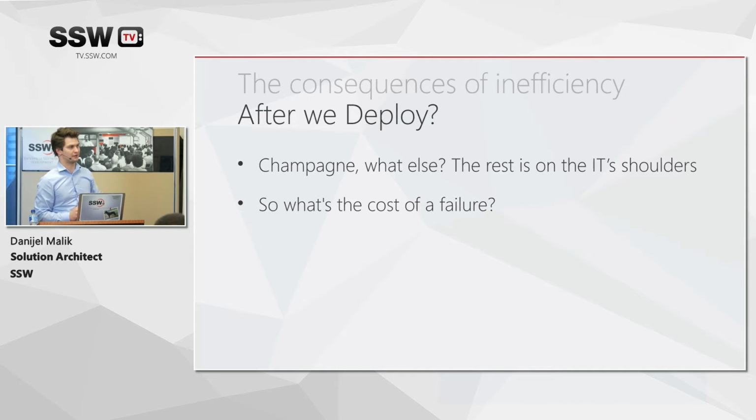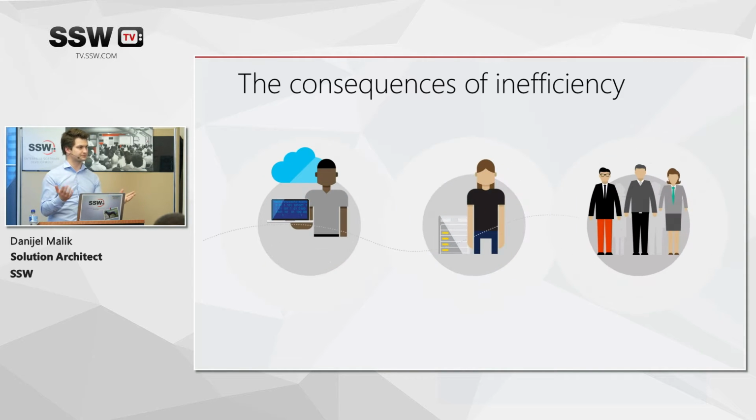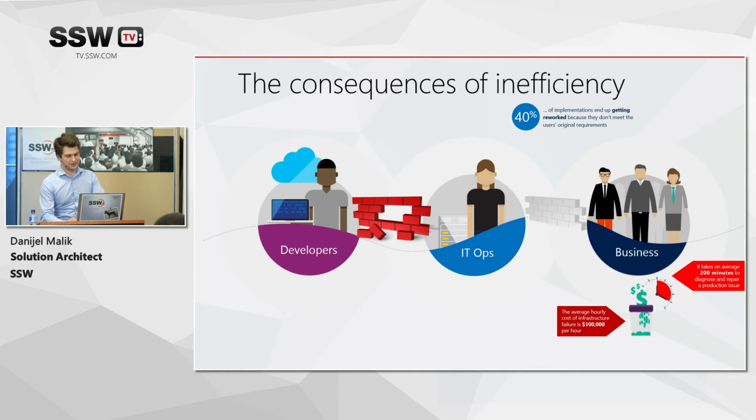And if you ask Microsoft, I didn't do the research myself, but the consequences of inefficiency. We have those 3 teams: devs, IT ops, and business. What is quite interesting is that 40% of the implementations are getting reworked because they were not implemented properly the first time, because they didn't meet the original requirements. And what is even worse is that usually it takes 200 minutes to figure out what happened in production before they can repair that and roll out a hotfix.